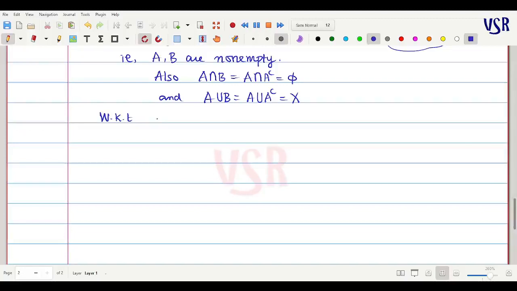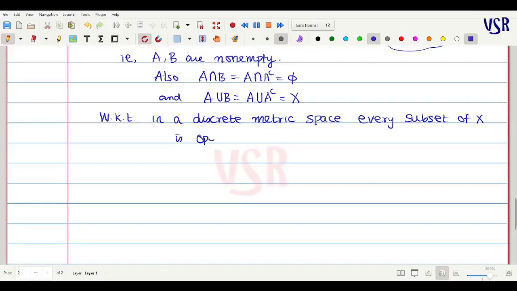Note that we know that in a discrete metric space every subset of capital X is open, and of course closed. Any set we take will be open.